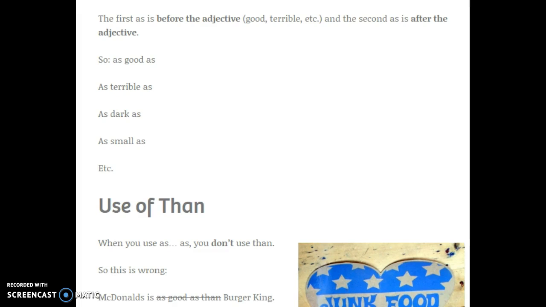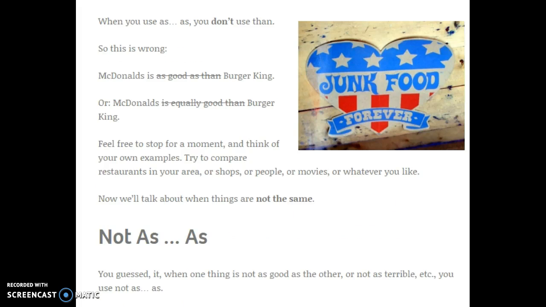Use of than. When you use as, you don't use than. So this is wrong: McDonald's is as good as than Burger King. So the than doesn't fit here. Or McDonald's is equally good than. That's not good. It should be is equally good as. Feel free to stop for a moment and think of your own examples. Try to compare restaurants in your area, or shops, or people, or movies, or whatever you like.